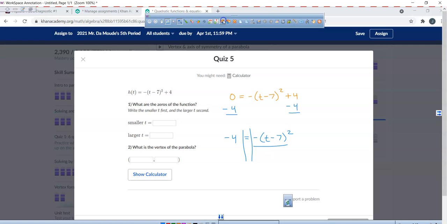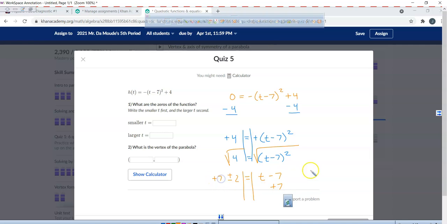Essentially, just to make it faster, I'm going to change both of those to positives. What you do to one side, you do to the other. So right now we have 4 equals t minus 7 squared. And then I'm going to take the square root on both sides. So the square root of 4, I'm going to put plus or minus 2 equals t minus 7. And the last and final step is I'm just going to add 7 to both sides. So my final answer is t equals 7 plus or minus 2.